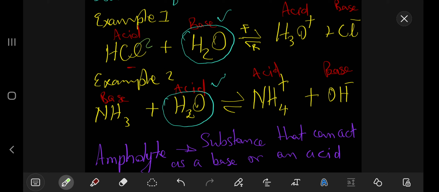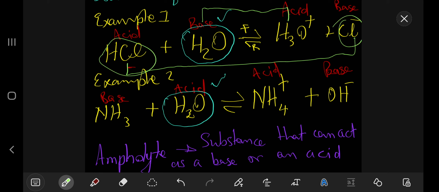So if you want to find the conjugate pairs, you take the acid on the left hand side and the base on the right hand side. You take the base and the acid on the right hand side. In this case, we have HCl and Cl minus. You have the acid, you want the base, subtract one hydrogen to get Cl minus. You have the base, you want the conjugate acid, you add one hydrogen. So that is the conjugate pair.